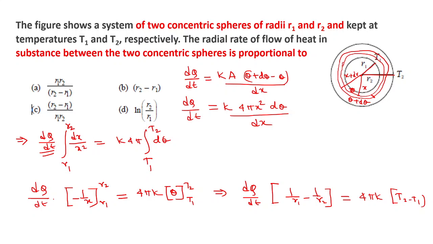So from the equation we can say that dQ by dt will be proportional to, if I rearrange the term again, r2 minus r1 with r1 r2, that will be constant. So that means we can say dQ by dt is proportional to r1 r2 by r2 minus r1. Clear? I hope everyone has understood the solution.